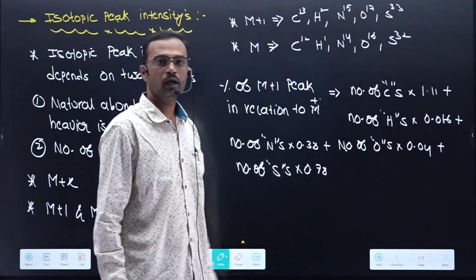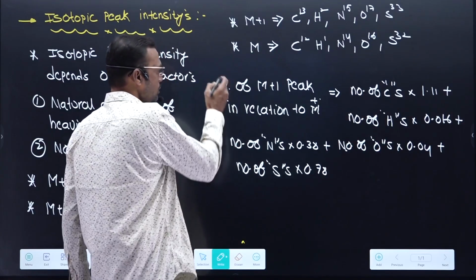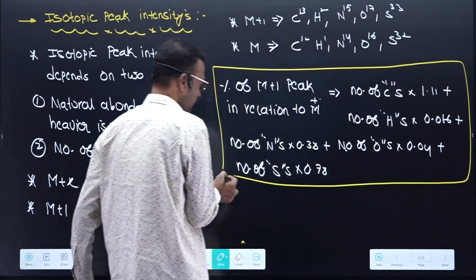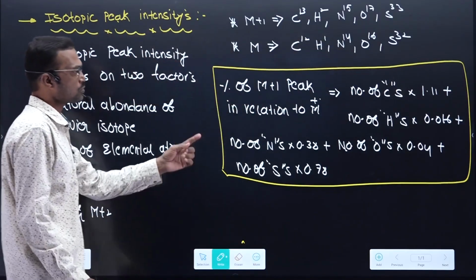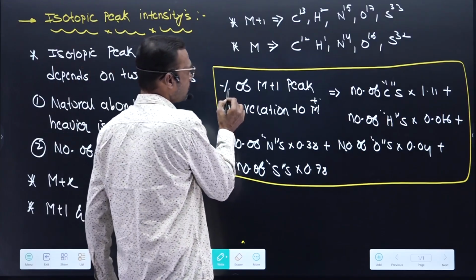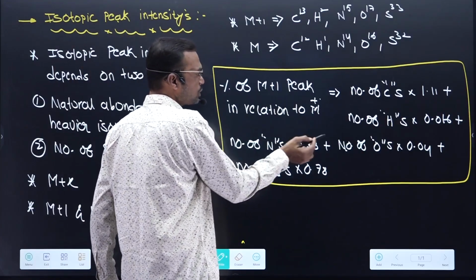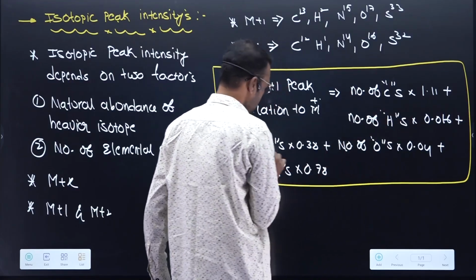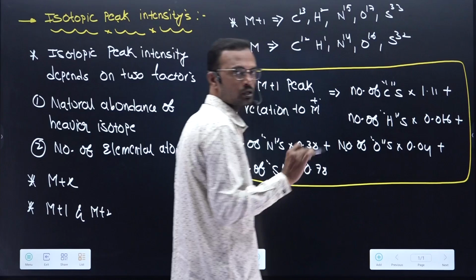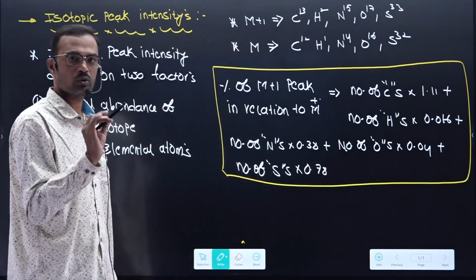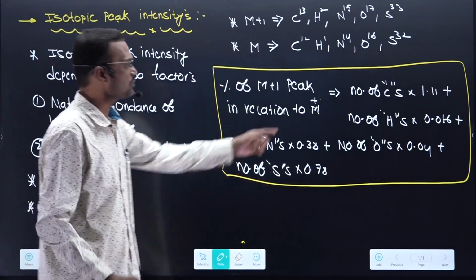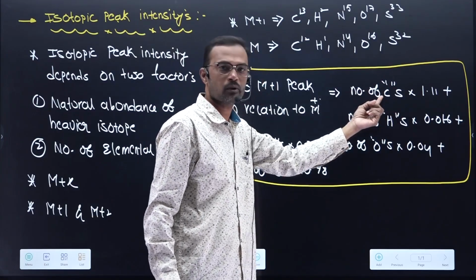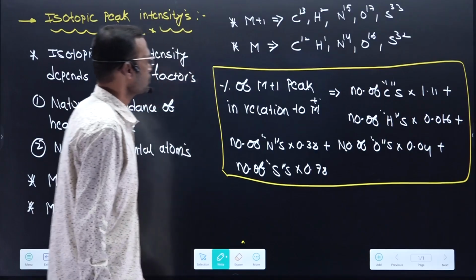Means these all are heavier isotopes. So these all are m+1 peak intensity contributors. If you want to calculate percentage of m+1 peak intensity, we need to add carbon with corresponding abundance, hydrogen with abundance, nitrogen. All this we need to assume. Suppose if elements are not there, only whichever elements are present, whose heavier isotope abundance will be multiplied with the corresponding number of elements. So this is a formula.